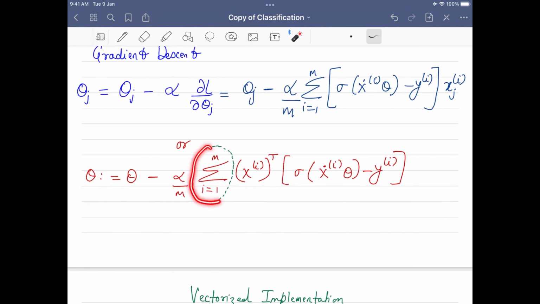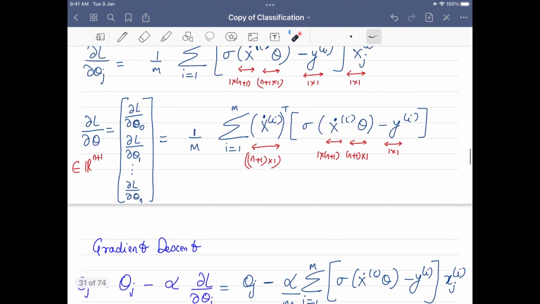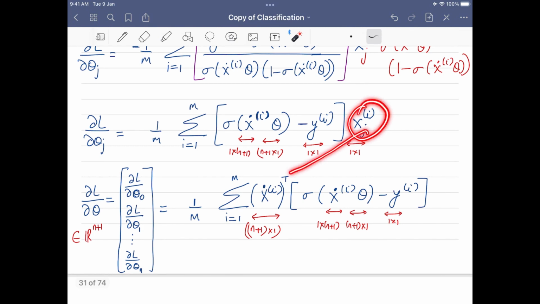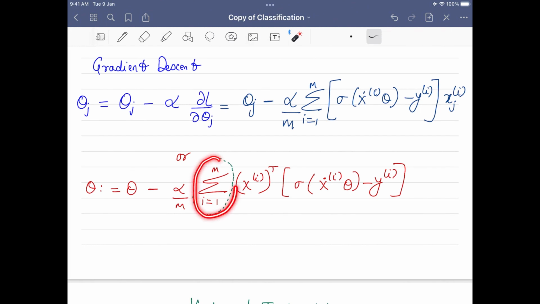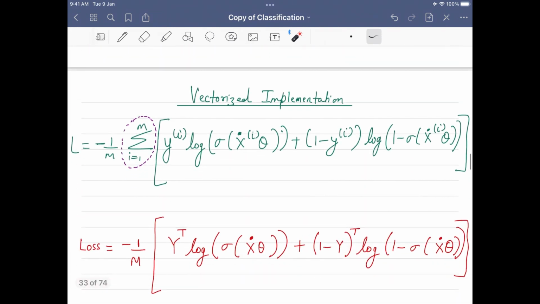This is the major drawback that we have. One vectorization we have already done inside by transforming this expression into the corresponding vector, but now another vectorization is required which can remove this summation. In order to remove this summation, we again go for this expression.